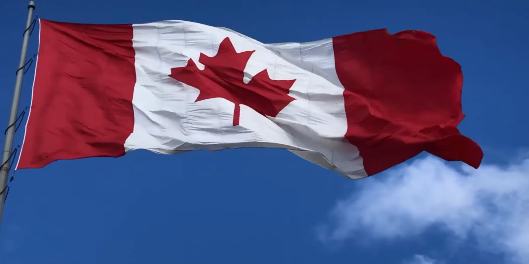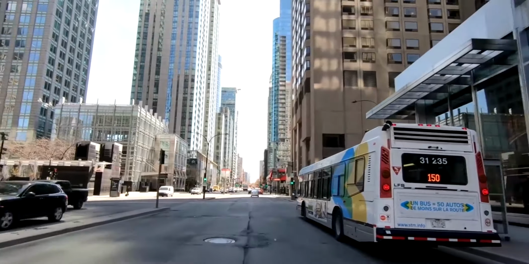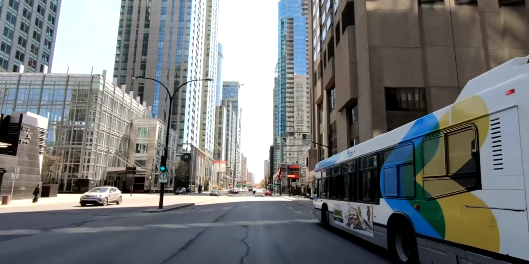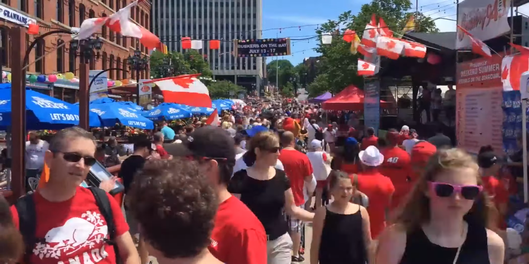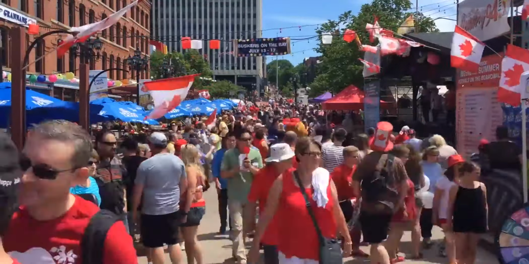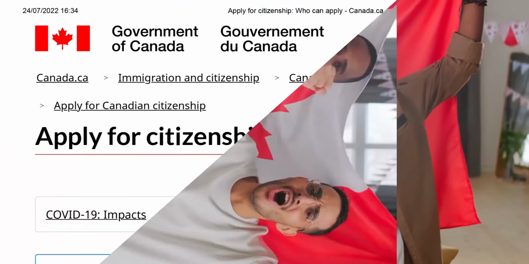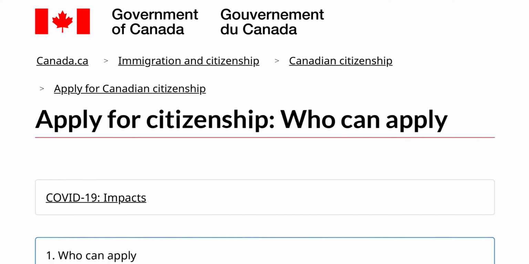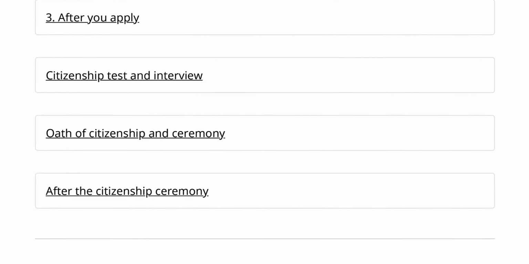Canada offers one of the most convenient and open citizenship policies, rules, and regulations. As such, hundreds of thousands of people become eligible and apply for Canadian citizenship each year, and over 85% of permanent residents become Canadians.